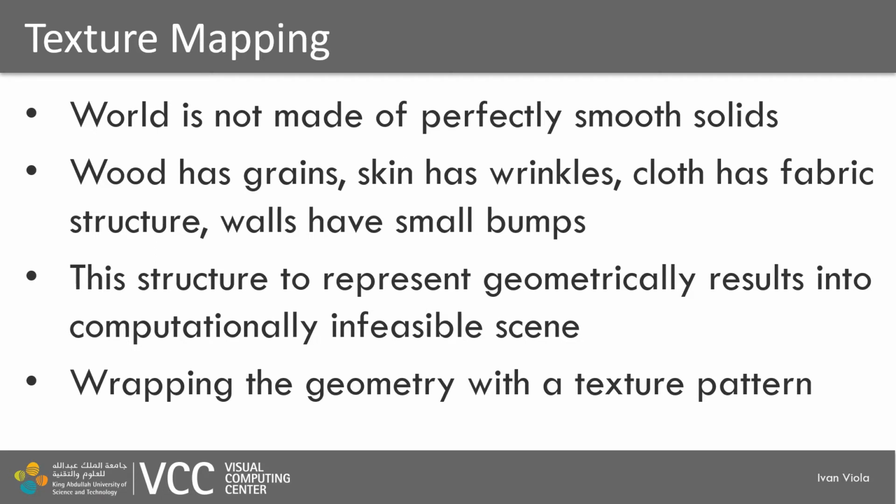So all this, in principle, could be represented geometrically. So we would have a geometry in a composite material where there will be different geometries and with different optical properties assigned to each of these elements. But this will often result in an infeasible scene, because the scene will become suddenly much more complex than if we were representing it with a more solid representation.